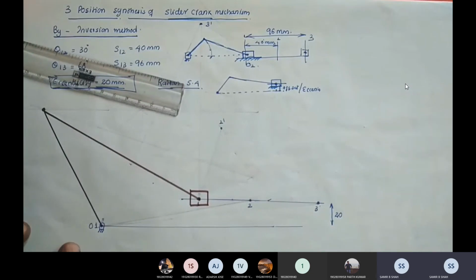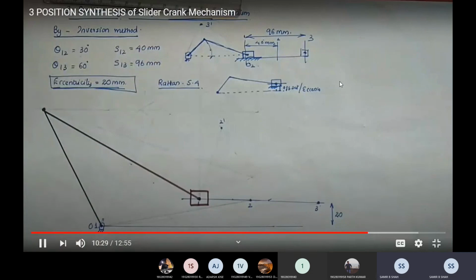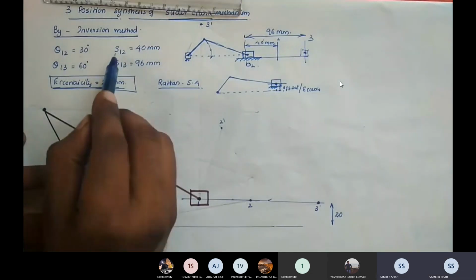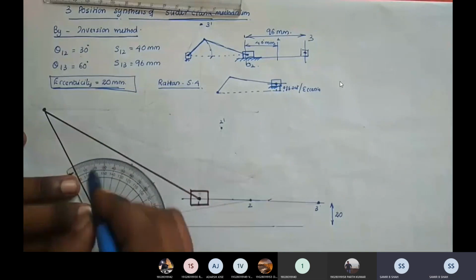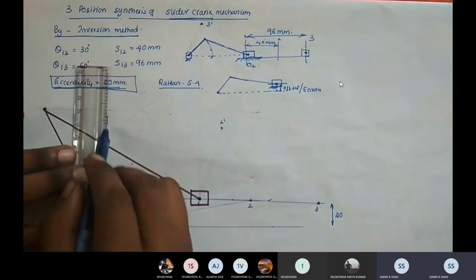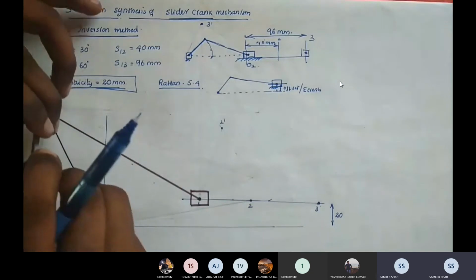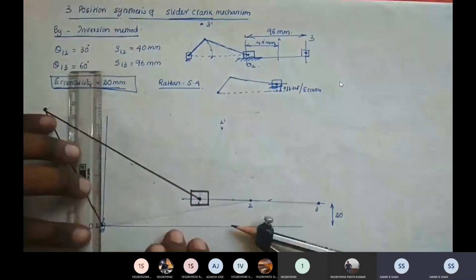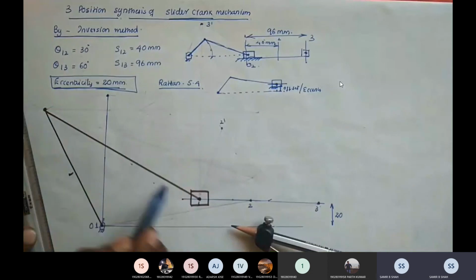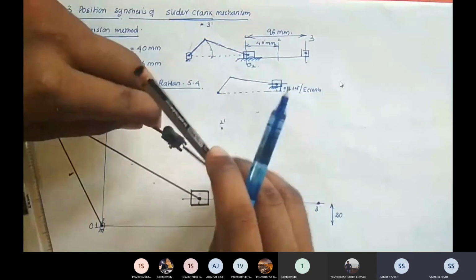Suppose we need to check it, just draw the figure. As per the question, if the input link O1 moves 30 degrees in clockwise manner, what should be the displacement of the piston? It should be 40 mm. We need to check if it is moving 30 degrees. If it is, the connecting rod comes here, and this point displaces to here, and this point displaces to here. Now the connecting rod displaces to the second point.